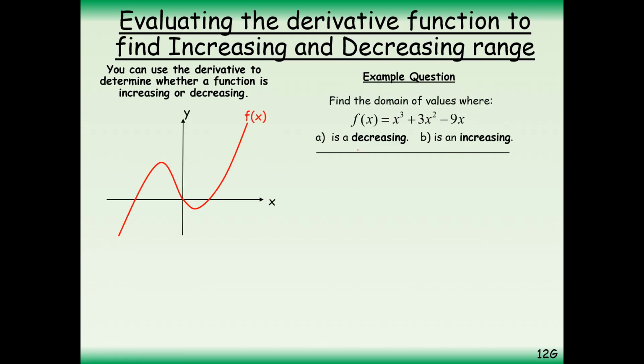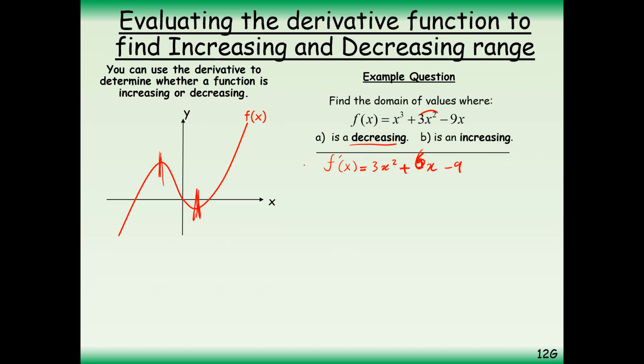The graph is just to say that yes, there is a certain interval over which it will be decreasing, and there are two other separate intervals where it's increasing. So what do we get when we differentiate this function? We're going to get 3x squared plus 6x minus 9. Alright, so what do we do with this derivative function?